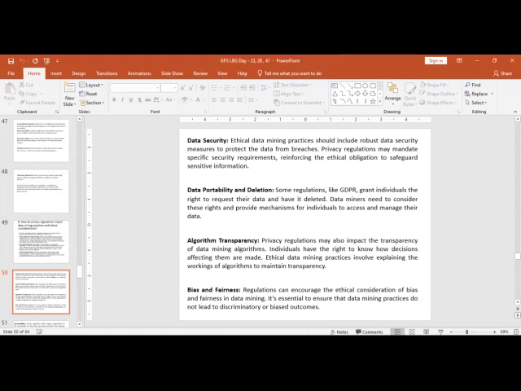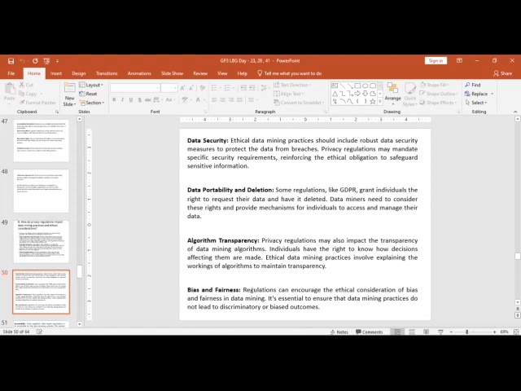Algorithm transparency. Privacy regulations may also impact the transparency of data mining algorithms. Individuals have the right to know how decisions affecting them are made. Ethical data mining practices involve explaining the workings of algorithms to maintain transparency.